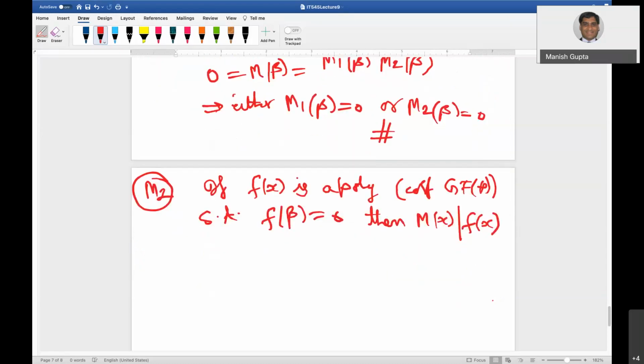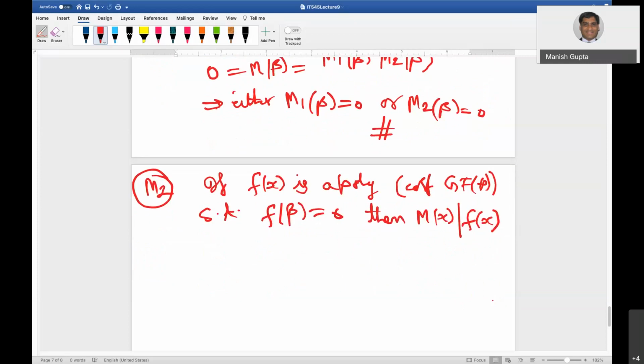इसका प्रूफ भी बहुत सिंपल है, छोटा सा है. So let us see this. So what we can do, we can say that by division algorithm, we know that we can divide two polynomials, right? fx can be written as mx into qx plus rx.